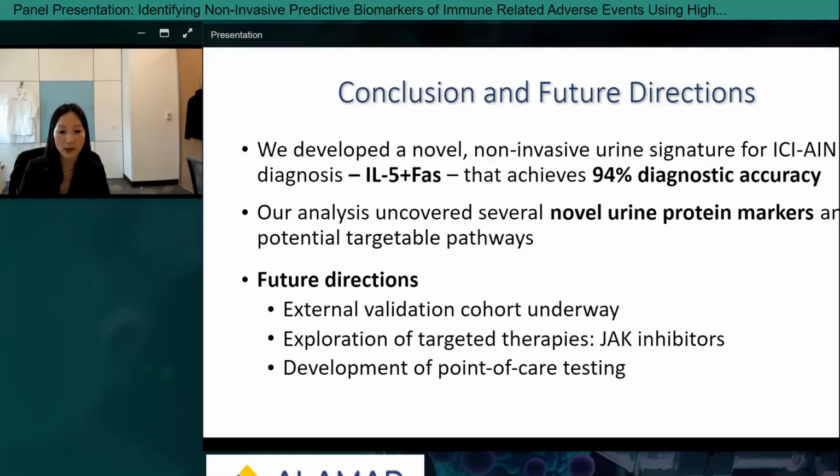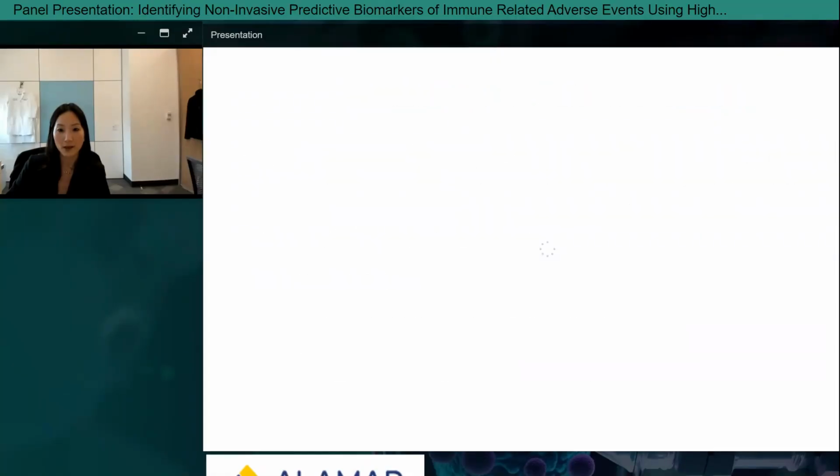The next steps for us are external validating our signature, exploring potential targeted therapies such as JAK-STAT inhibitors, and development of point-of-care testing. Clinically, the work that we've done here and identification of this signature means that we can streamline diagnosis of patients with ICI-AIN. We can reduce biopsy reliance and help maintain the continuation of life-saving immune checkpoint inhibitor therapy for patients with cancer.